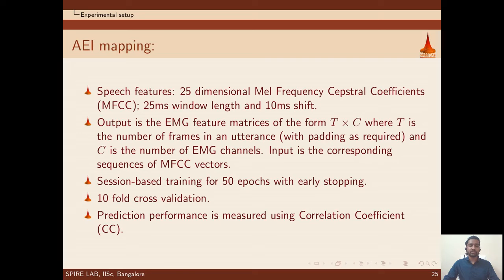We do session-based training for 50 epochs with an early stopping criterion to avoid overfitting. We do a 10-fold cross-validation, and the prediction performance of the AEI mapping model is measured using the correlation coefficient.